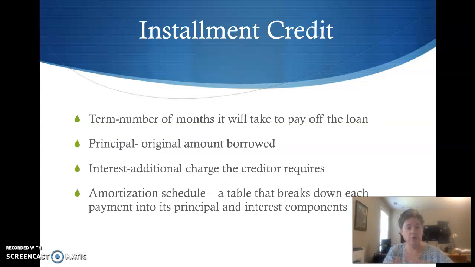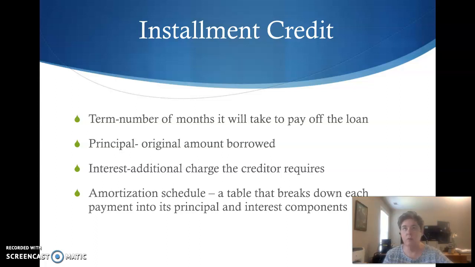Okay, so there's a couple of terms we need to know about installment types of credit. First of all is the term. That's how long it is going to take you to pay it off. The longer the term, the smaller the payment will be, but again, it's not really saving you anything because you're going to end up paying more interest for a longer term. The principal is the original amount that you borrowed.